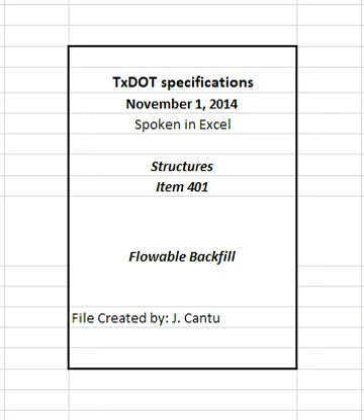5. Payment. The work performed and materials furnished in accordance with this item and measured as provided under measurement will be paid for at the unit price bid for flowable backfill. This price is full compensation for furnishing, hauling, and placing materials and for equipment, tools, labor, and incidentals.